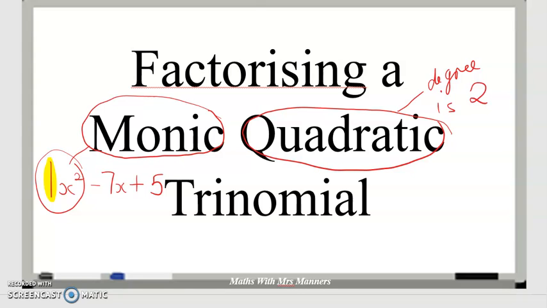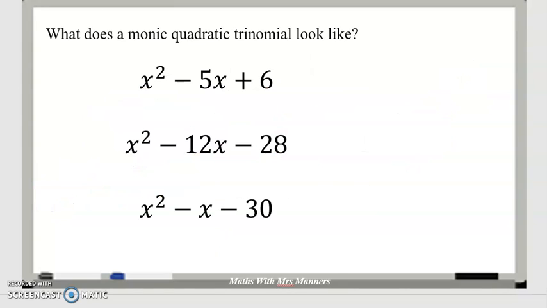And a trinomial, the easiest to remember, just means that your expression has three terms. Just like over here, we've got a first term, a second term, and a third term. That's a trinomial. All the questions in this video are going to have that look. So let's repeat that again.